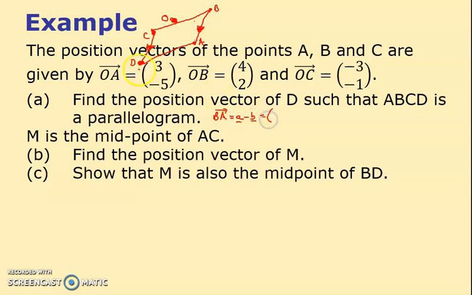And A is (3, -5), minus the B, which is (4, 2). So 3 take away 4 is minus 1. Minus 5 minus 2 is minus 7. So that's the vector. It goes 1 left and 7 down. It actually looks quite like that.